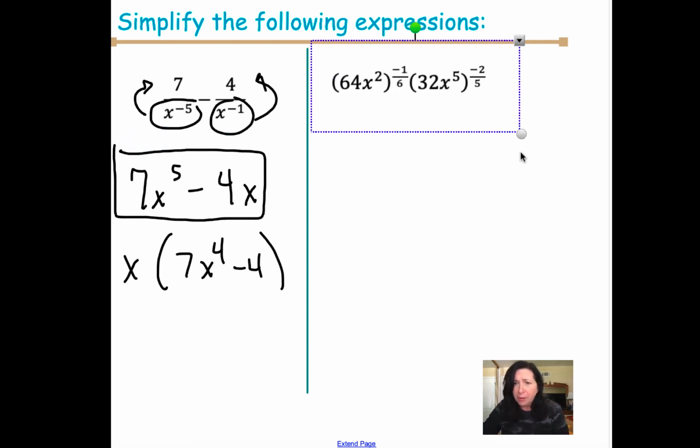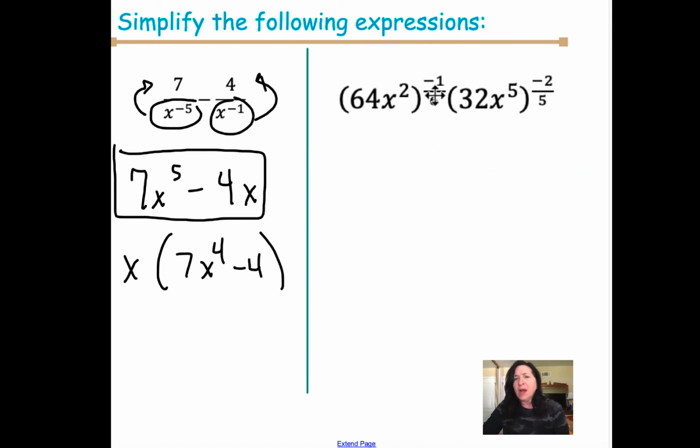Though for this problem, this one is a little bit trickier because you do have to distribute this negative 1/6. Then your choice is this: do you want to distribute the negative value in the beginning and have everything over 1 or not? You know, that's what you have to decide. I'm actually just going to simplify as best I can.